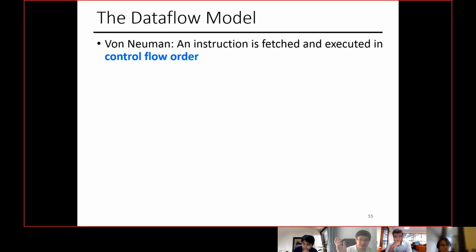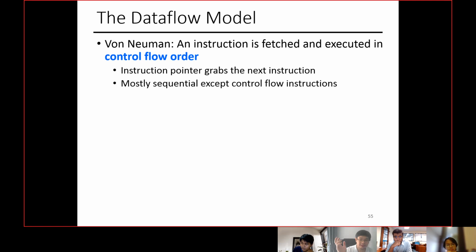Von Neumann instructions are processed in a control flow order, line by line by line. The instruction pointer or the program counter will just get the next instruction, the next instruction, the next instruction, right? Simple. You go instruction by instruction. Mostly sequential, line by line, except if-else or for loop, where you jump around in your program.